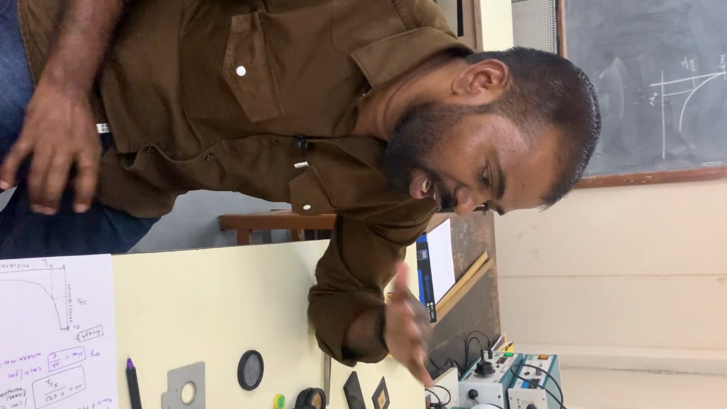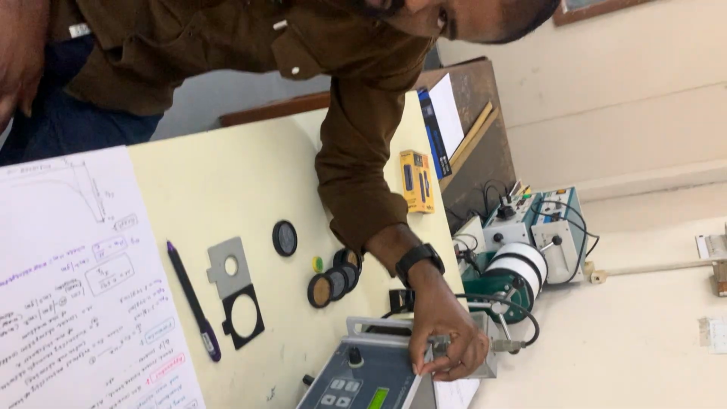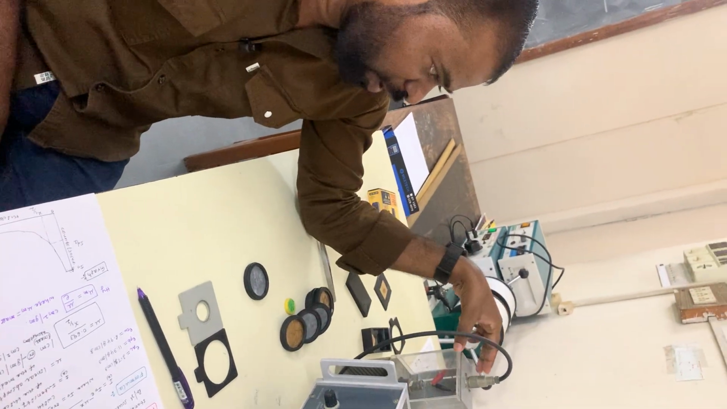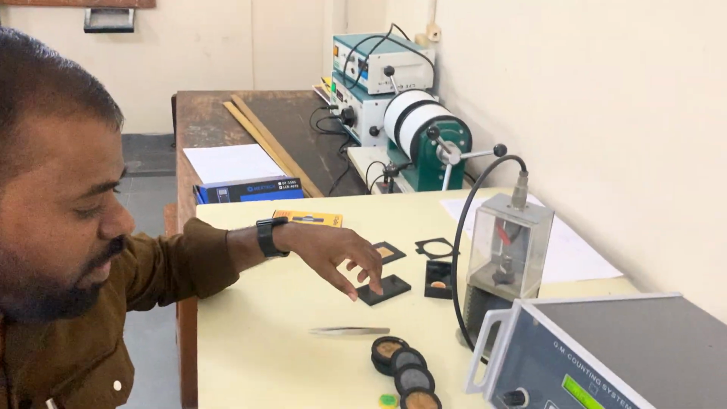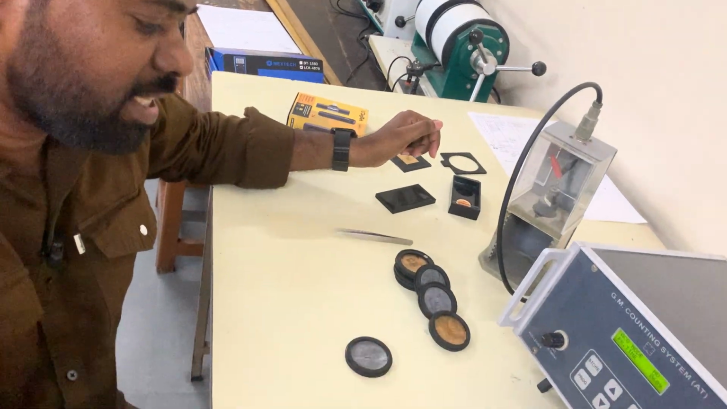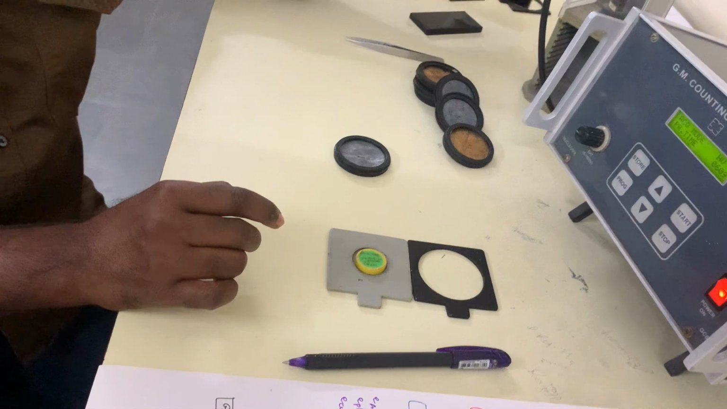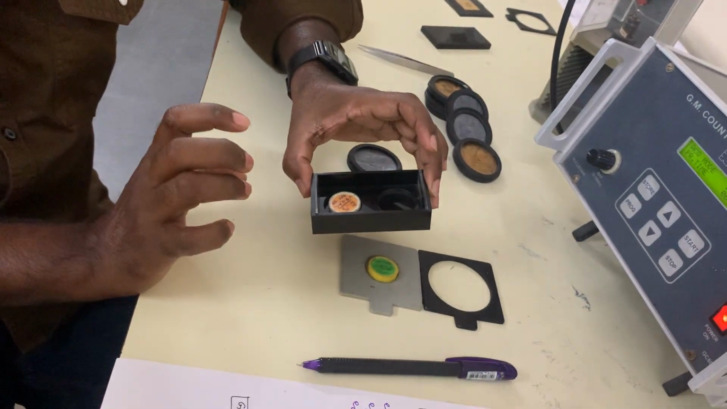So we need the apparatus. The first one is the GM counting system. The second one is the GM detector window. The third one is the sources. This is the strontium source, and this one is a cesium source.